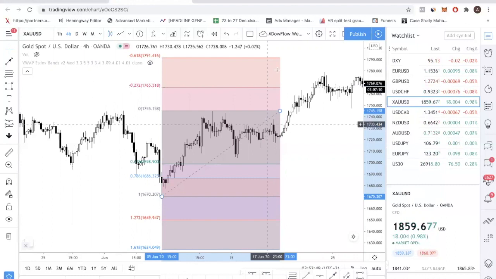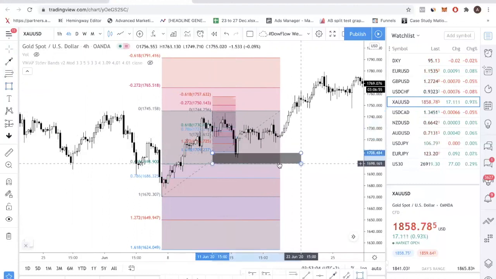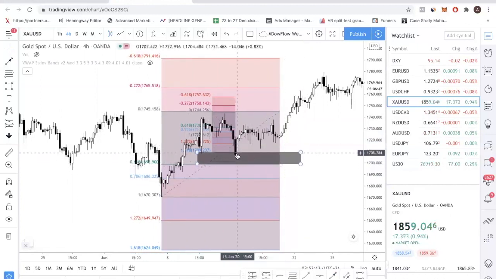Okay. So you can see over here that price didn't really hit here. In this case it's not a very good example because the zone is kind of wide. You have the 1.618 level and a 0.618 level. The zone is a bit wide. Personally, I don't like this because it's a bit wide.